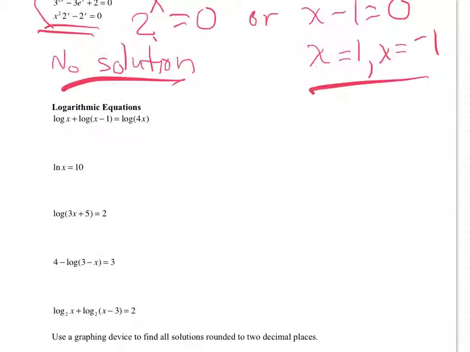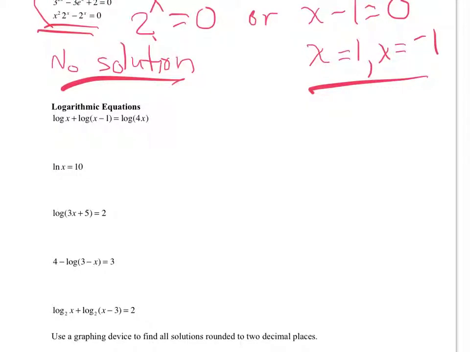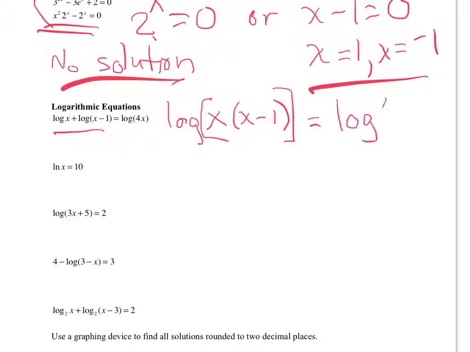Logarithmic equations are solved by using laws of logarithms. And so we see here on the left-hand side, where we have log of x plus the log of x minus 1, we have the sum of two logs. And from our laws of logarithms, the sum of two logs is the log of a product. And so therefore the left-hand side can be rewritten as the logarithm of x times x minus 1. That's the left-hand side, using law of logs. The right-hand side, we'll just leave it as the log of 4x.